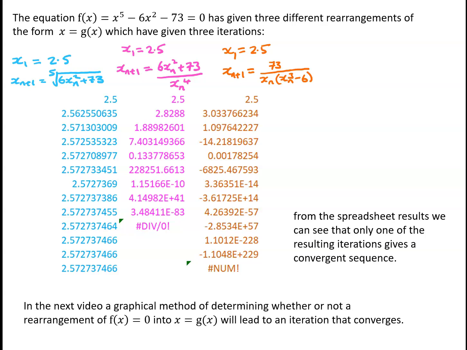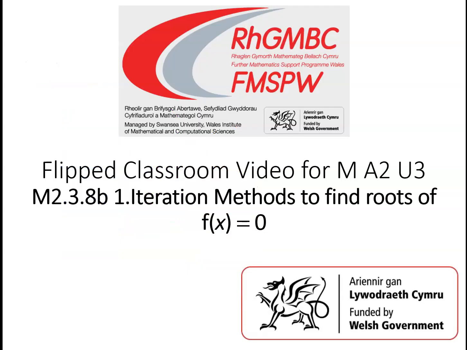In the next video, we will find a graphical method of determining whether or not a rearrangement of f of x equals 0 into the x equals g of x format will lead us to a good iteration. So this concludes our first look at iteration methods to find roots of f of x equals naught.